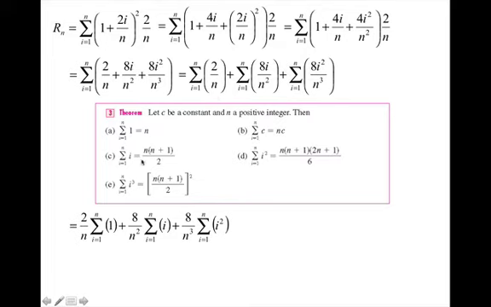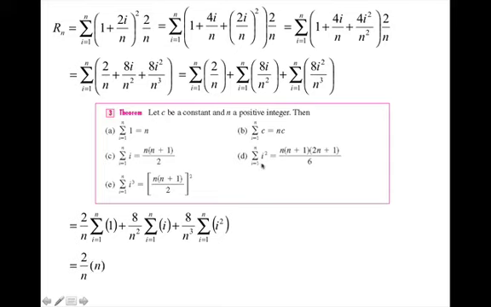So the first one, I factored out a 2 over n, and I'm left with a 1. So that matches property A. In the second one, I factored out the 8 over n squared, so I'm left with an i. So that matches property C. And then the third one, I factored out an 8 over n cubed, which leaves me with an i squared, which matches property D.